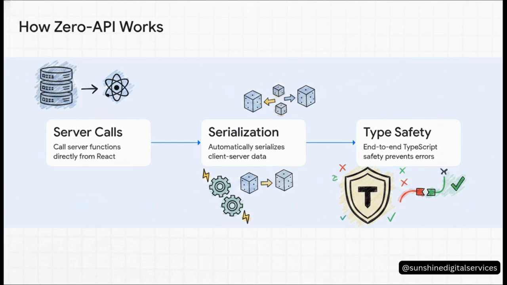It just ensures data integrity on the fly. If you've ever wrestled with weird JSON parsing errors at 2 a.m., you know exactly how huge this is. And finally, step 3, end-to-end type safety.